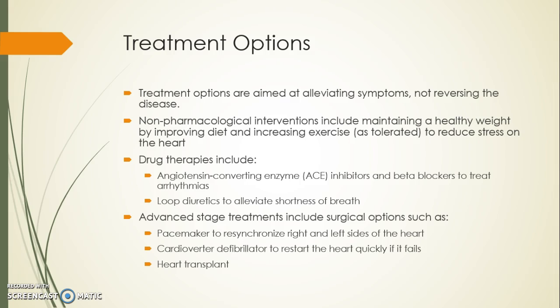As the disease progresses, which it will, there may be some surgical options that need to be implemented. A pacemaker can be put in to resynchronize the right and left sides of the heart. A cardioverter defibrillator can restart the heart quickly if it fails. Heart failure is the end result of cardiomyopathy, so having that in place is kind of a safeguard and can extend the life of the patient. And ultimately, if things get bad enough and the disease progresses far enough, a heart transplant may be the final option.